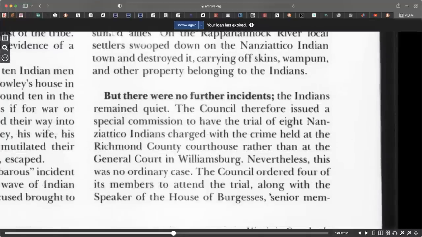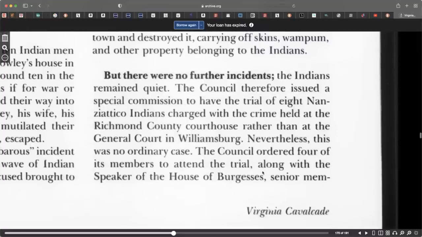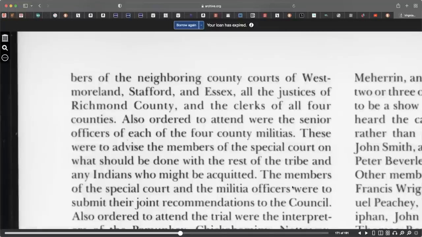The Indians remained quiet. The council therefore issued a special commission to have the trial of 8 Nanziattico Indians charged with the crime held at the Richmond County Courthouse rather than at the General Court in Williamsburg. Nevertheless, this was no ordinary case. The council ordered 4 of its members to attend the trial, along with the Speaker of the House of Burgesses, senior members of the neighboring county courts of Westmoreland, Stafford, and Essex, all the justices of Richmond County, and the clerks of all 4 counties.